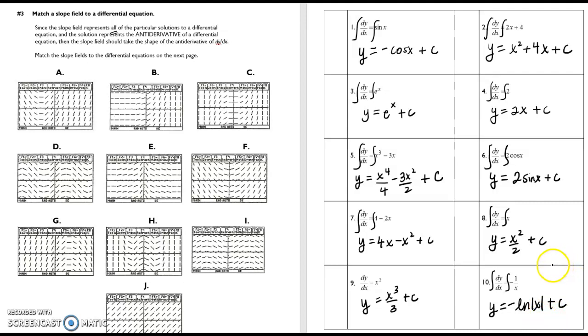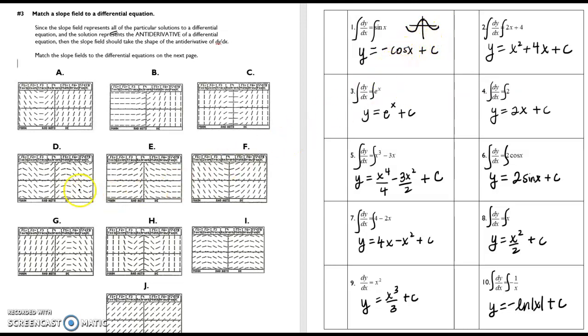Alrighty, so now let's do the matching. So you can do which ones are easiest first or just go down the line. I'm just going to go down the line. Negative cosine x plus c. So if I think about what cosine x looks like, that's what it looks like. So if it's negative, it's going to be reflected over the x-axis. So I'm looking for a shape like that.